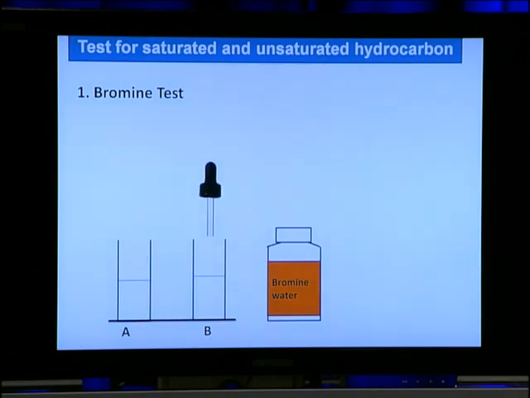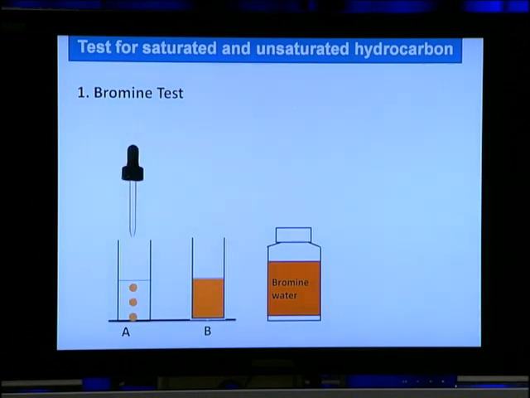Let's try to add few drops of bromine solution to this compound B, and then you observe the orange color bromine does not disappear. The solution B does not decolorize the bromine solution, in other words. Similarly, you try to add few drops of bromine solution, orange in color, and then you could observe here that the orange color bromine disappears in unknown solution A.